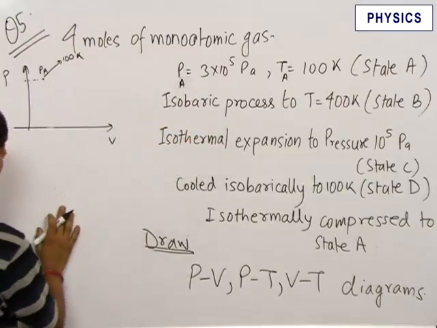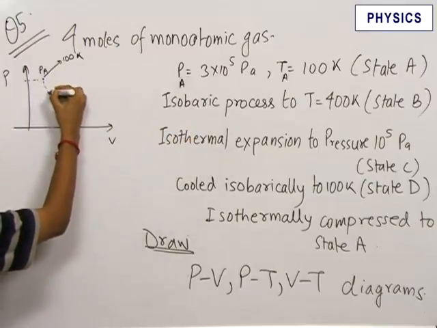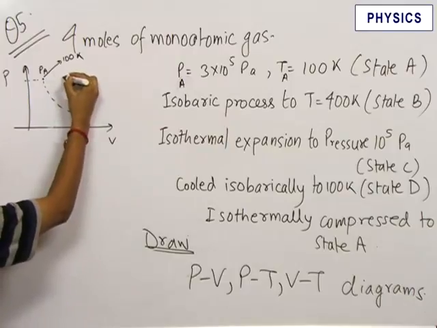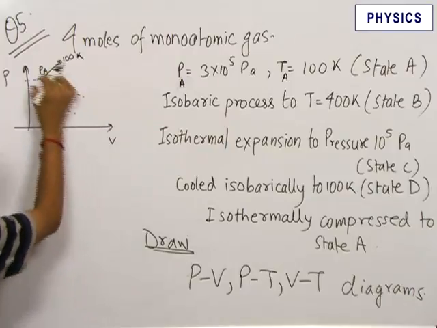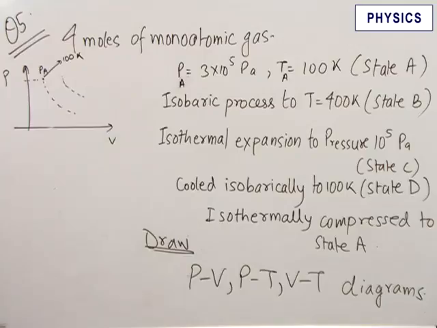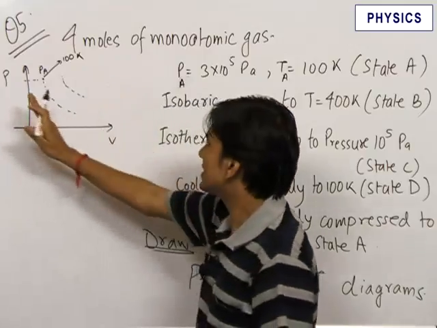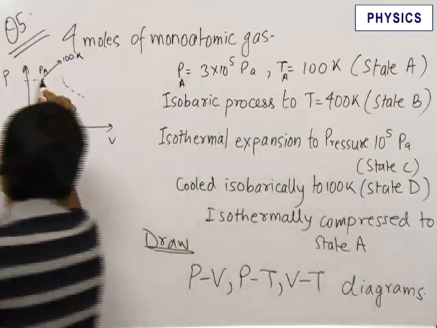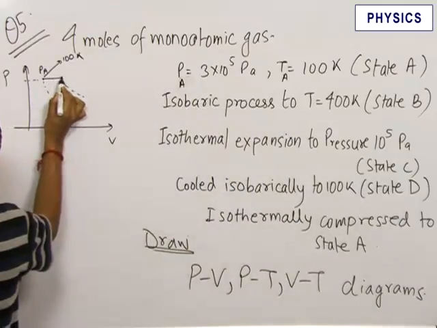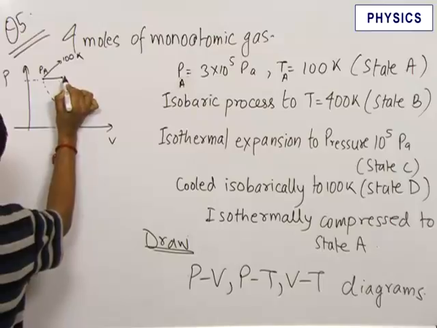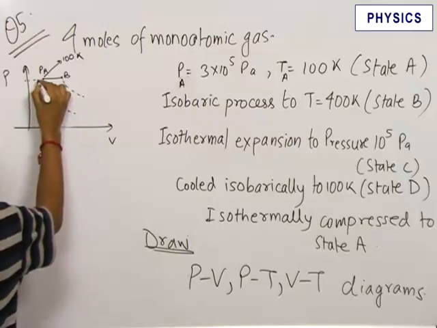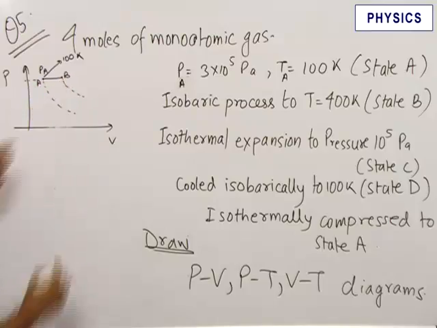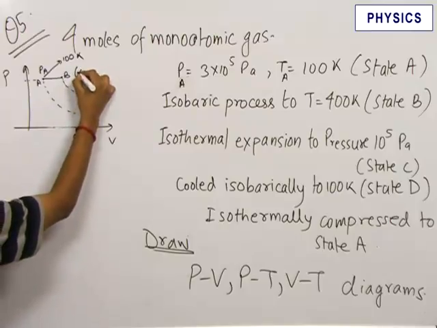But since the temperature is increasing, we know that the isotherms lie in this fashion. These are the isotherms for a PV curve, and going upwards, the temperature on the isotherms increases. Therefore, we have to go this side. So this must be state B. This is state B. This is state A. Isobarically to state B with a temperature of 400 Kelvin.